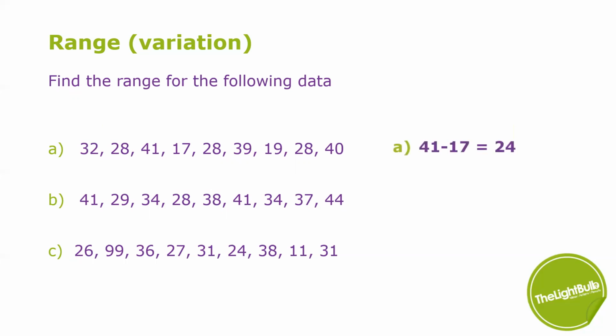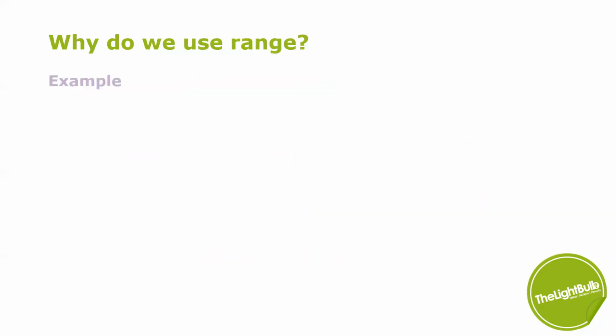Okay, so the answer for A is 24, because the biggest was 41, the smallest was 17. The answer for B was 16, it's 44, subtract 28. And the answer for C is 88, because that's 99, take away 11. Okay, now why do we use range?